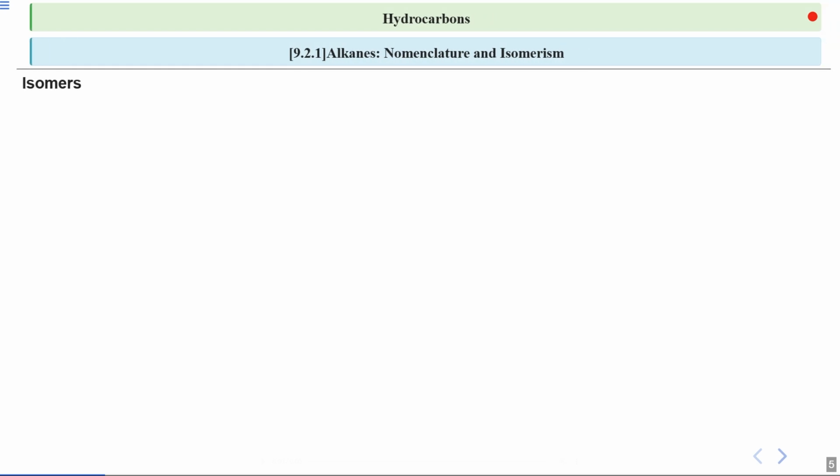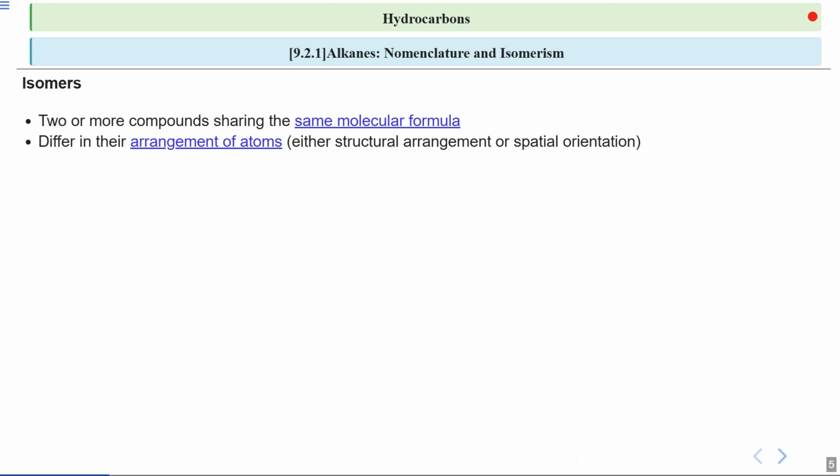So we are starting our discussion on isomers. Isomers are an important concept in chemistry, particularly when studying hydrocarbons. Let's define isomers. Isomers are two or more compounds that share the same molecular formula. This means that they have the same number and types of atoms. Isomers differ in how their atoms are arranged. This can be in terms of their structural arrangement or their spatial orientation.